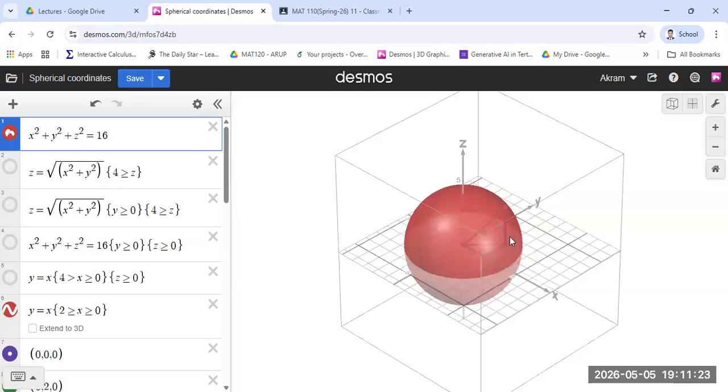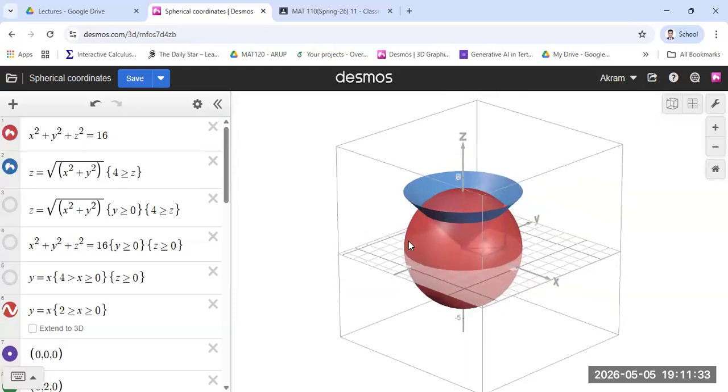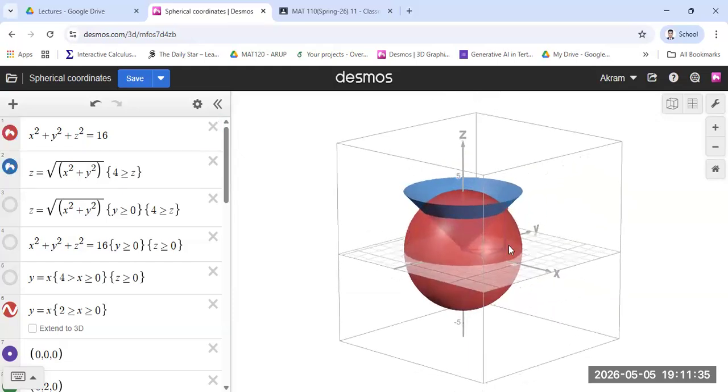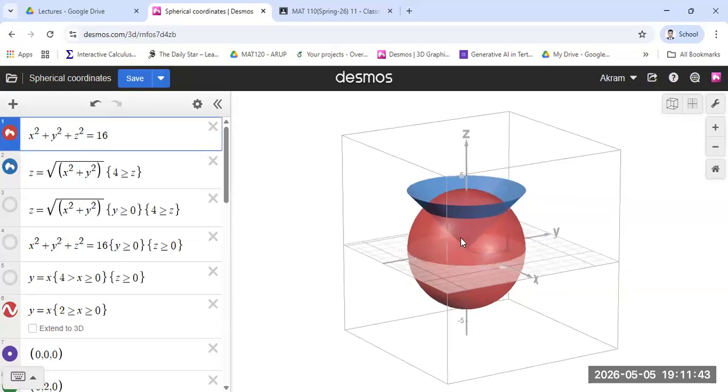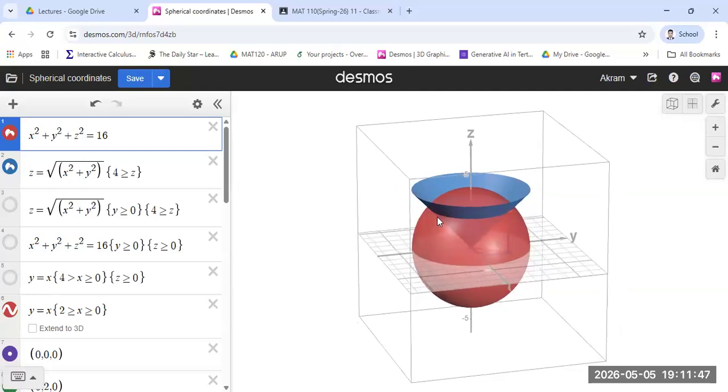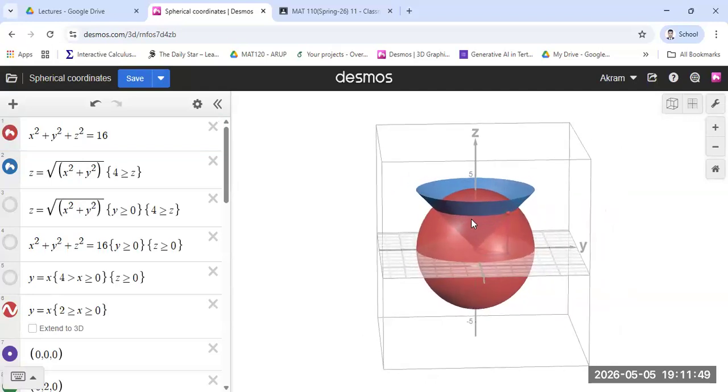But by fixing only the rho value, we can't express any point in 3D uniquely. So basically we need two more parameters. The second parameter is this cone. Now if we see the intersection of this sphere and cone, then the intersecting points are basically a circle, right?